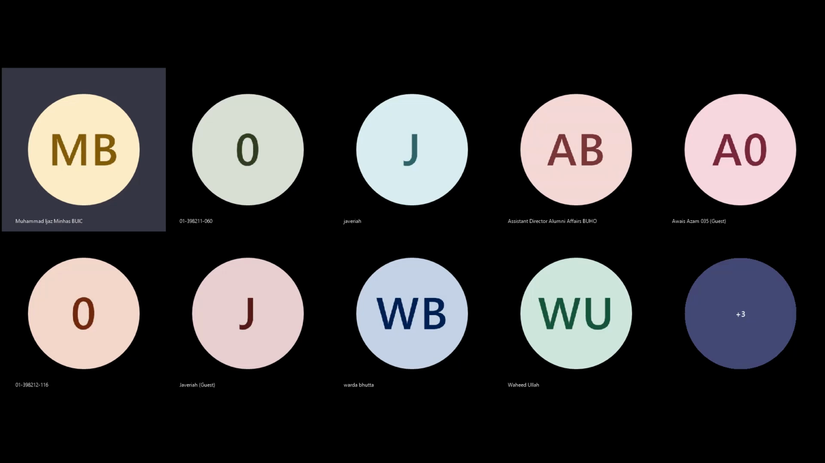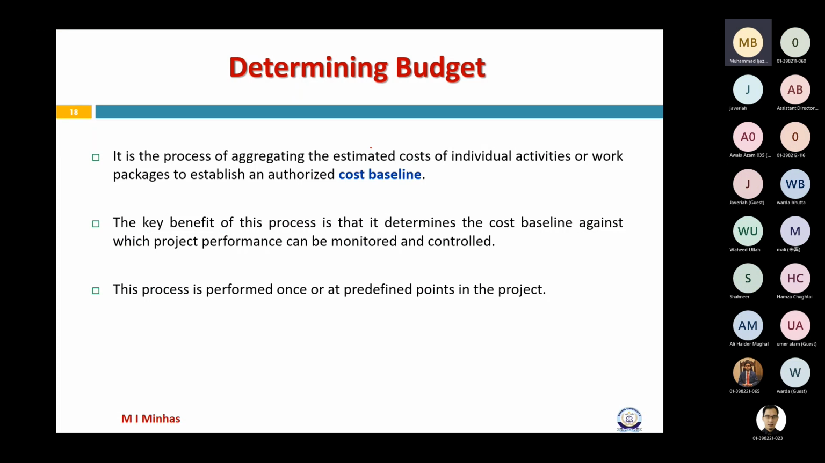So let's start our next process. Not next process. We started this process at the start of this lecture, that is determining budget. In this process, what do we do? We simply aggregate or sum the estimated cost of individual activities or work packages to establish an authorized cost baseline.